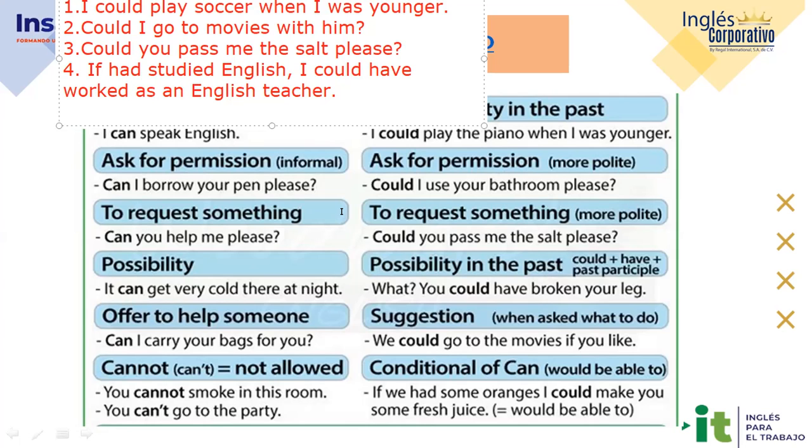Por ejemplo, en este caso, cuando hablamos de posibilidad del pasado, yo más bien lo podría utilizar como una situación imaginaria en el pasado. Okay. Si hubiera estudiado, ¿qué habría pasado? De inglés. Podría haber trabajado como profesor de inglés. Veamos otro ejemplo. Porque ahí cubrimos lo que dice ahí, posibilidad en el pasado.